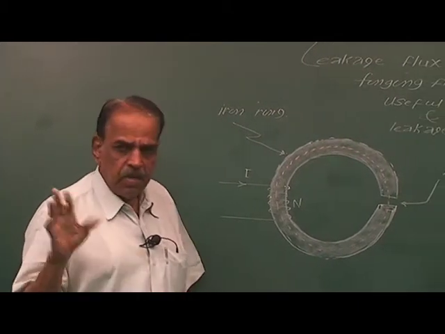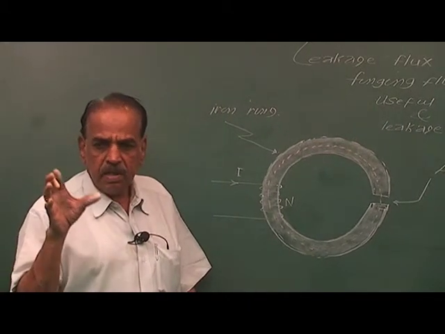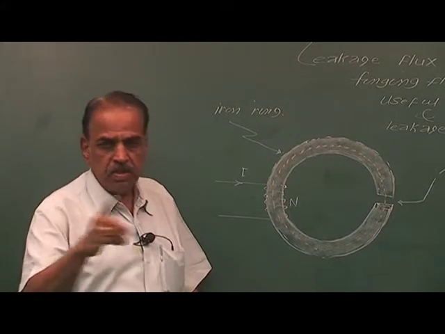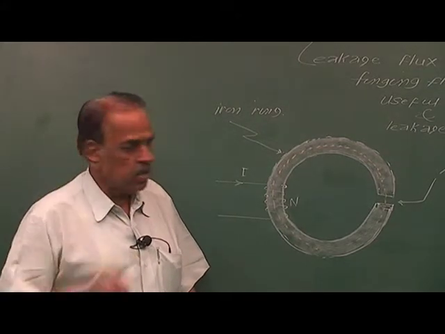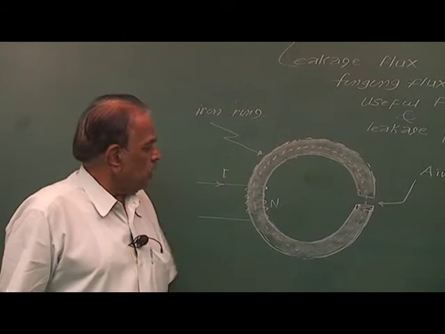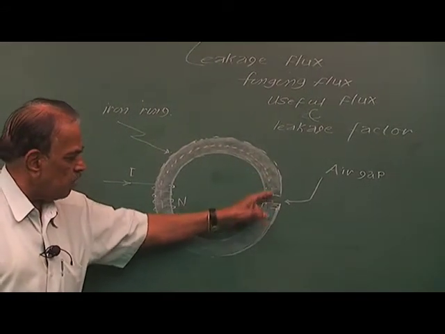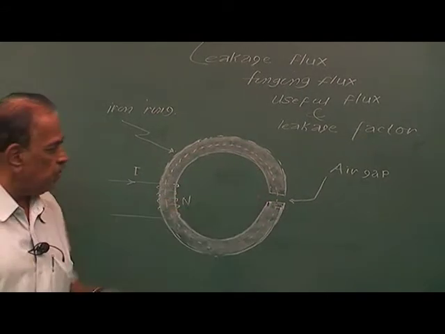This is what I want to stress here: the disc is placed inside the air gap. It is free to rotate due to interaction of the various fluxes. So here this is the air gap. Whatever flux crosses this air gap is called useful flux.